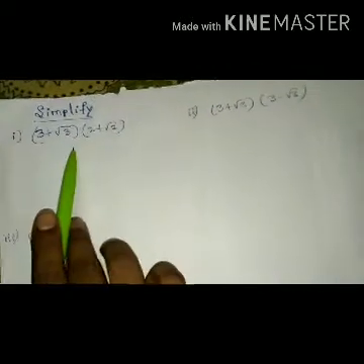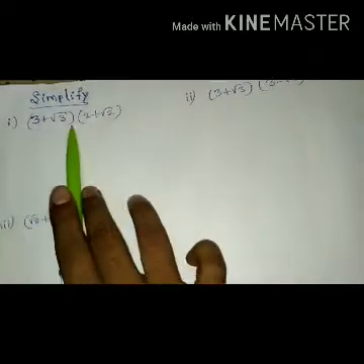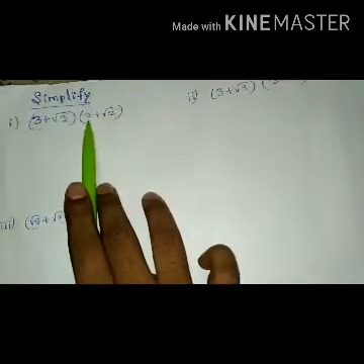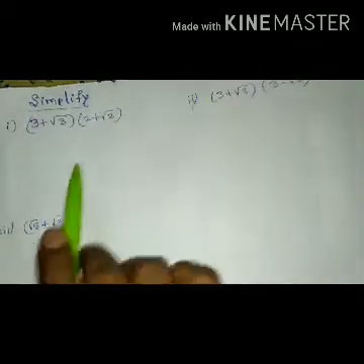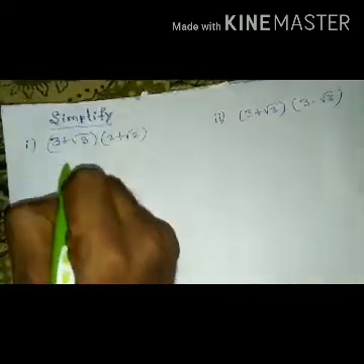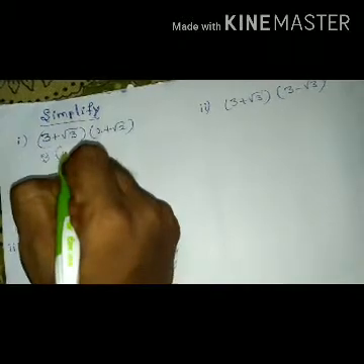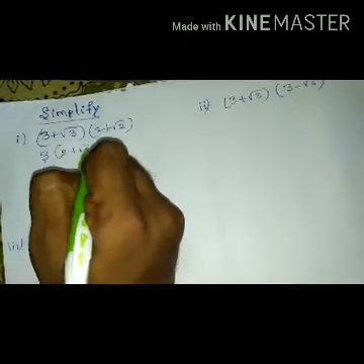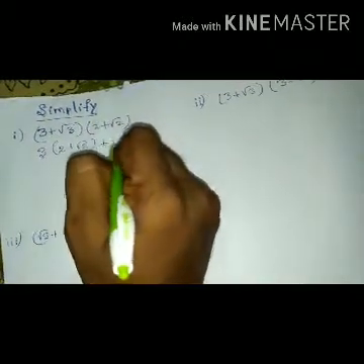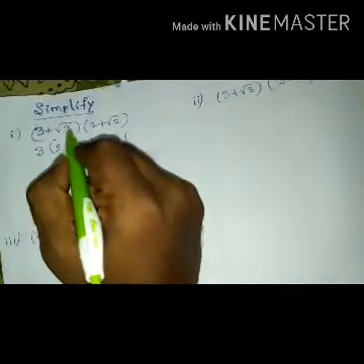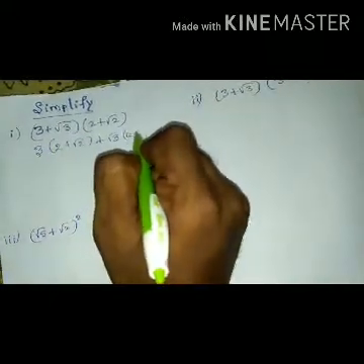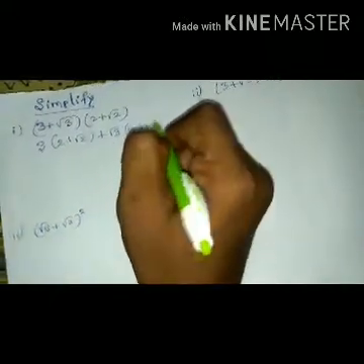So see here, now I am explaining how to solve the problems. The first problem: 3 plus root 3 into 2 plus root 2. Here these two are binomials. First multiply 3 into the second binomial, 3 into bracket 2 plus root 2. Then next, root 3 into bracket 2 plus root 2.